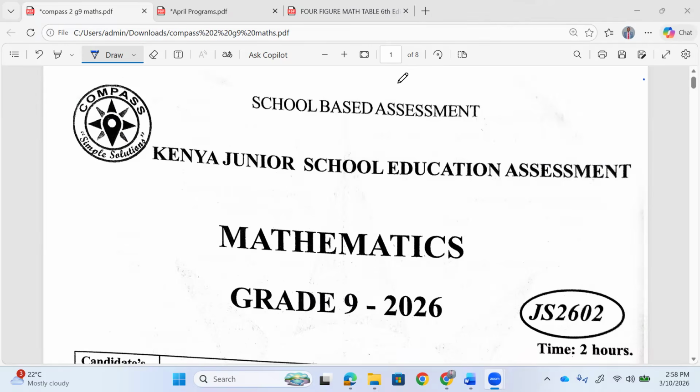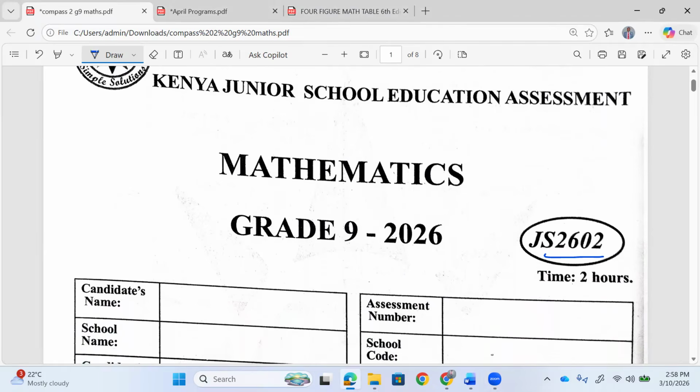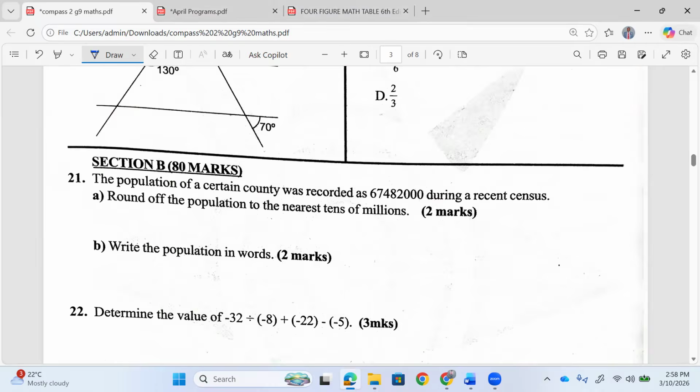Today we shall be discussing a grade 9 mathematics paper, the Compass JS2602, 2026. So we're going to section B of this paper.